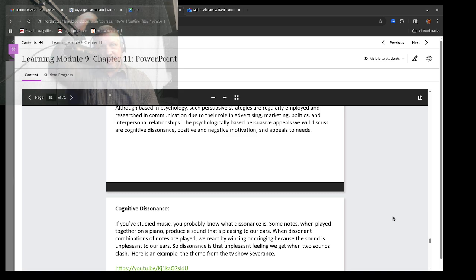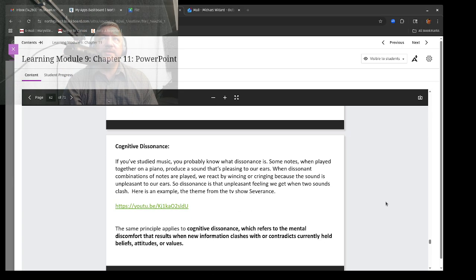I mentioned cognitive dissonance earlier. Cognitive dissonance is the result of when we don't want to change our mind about something. And for those who've studied music, you know exactly what dissonance is. And if you don't know what dissonance is, listen to the TV show Severance's theme, the piano work, the chords, all right? And I've included that on the YouTube there.